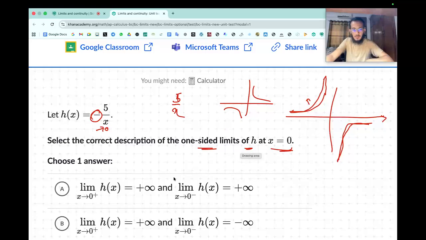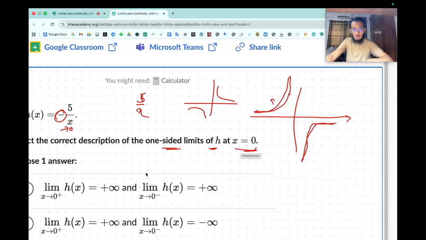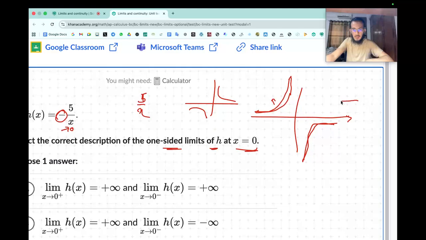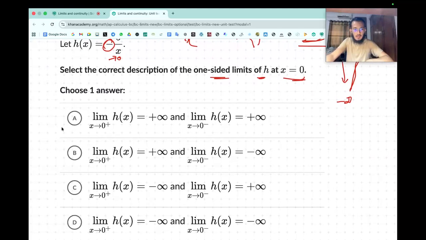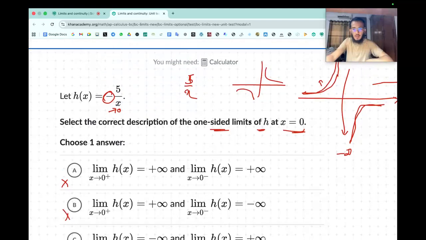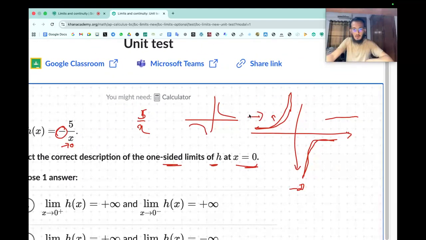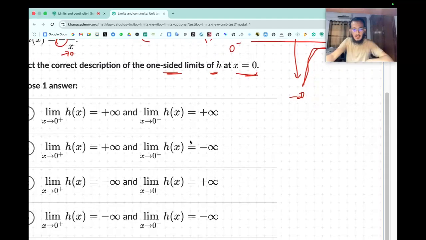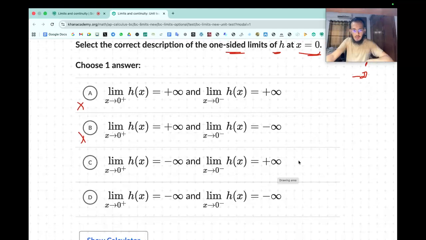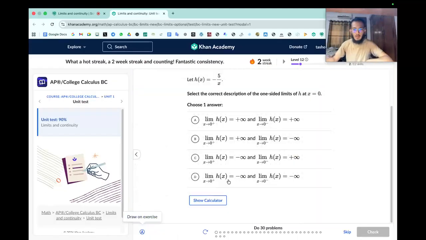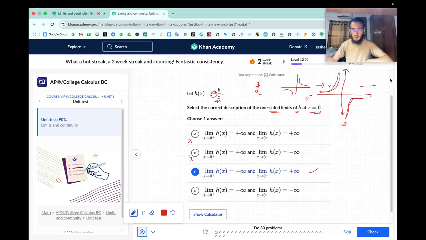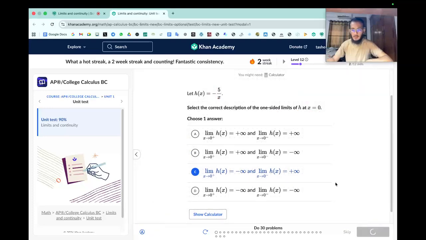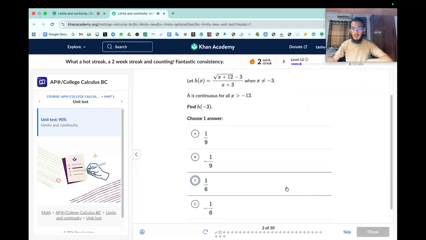So as you can see, what happens when x tends to 0 from the positive side? From this side, it approaches negative infinity, which means A and B are crossed out. And from the left side, as x approaches 0 from the negative side, this is positive infinity, as you can see. This is the positive y-axis. So that means C matches what we have found here. So C is our answer. And there we go.